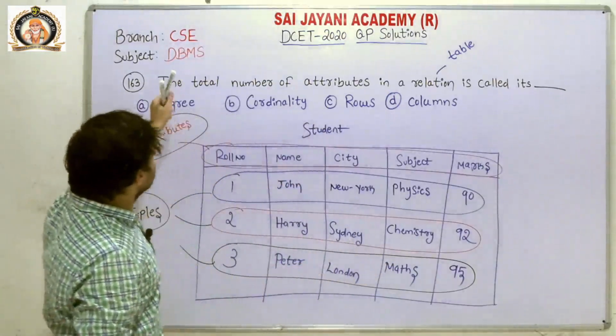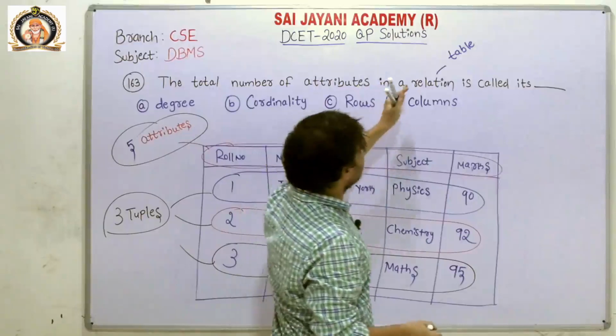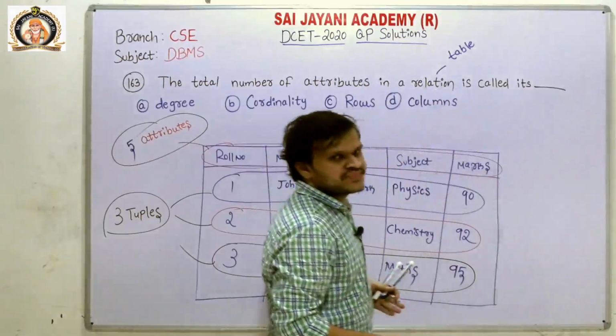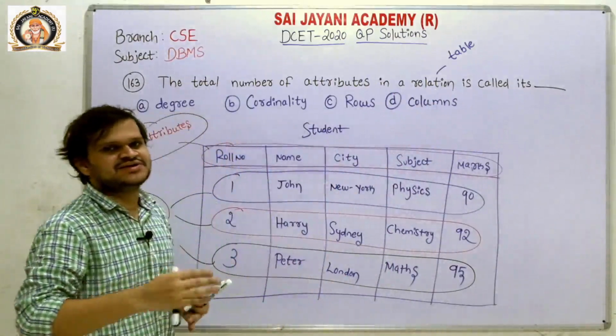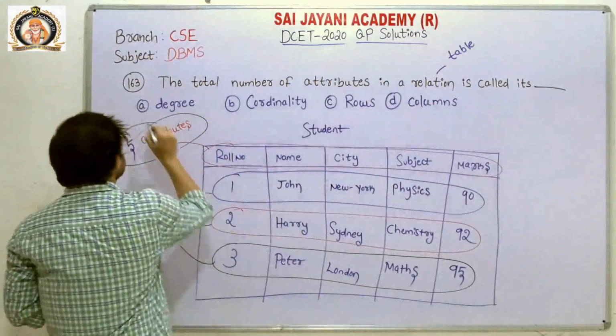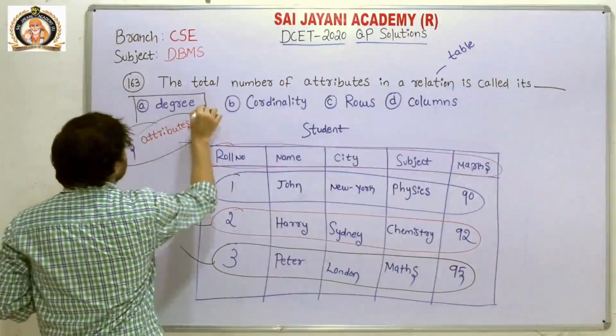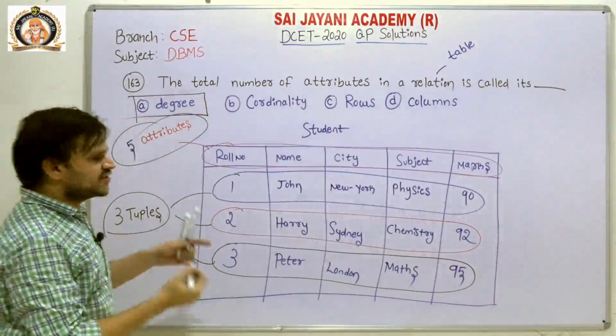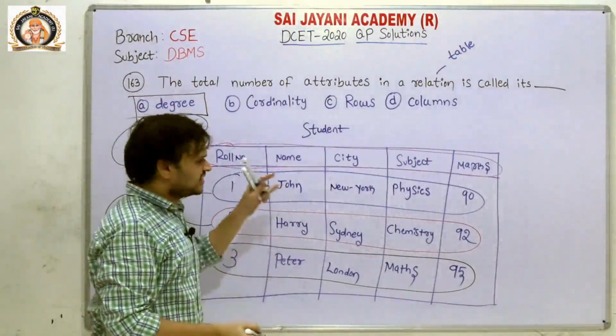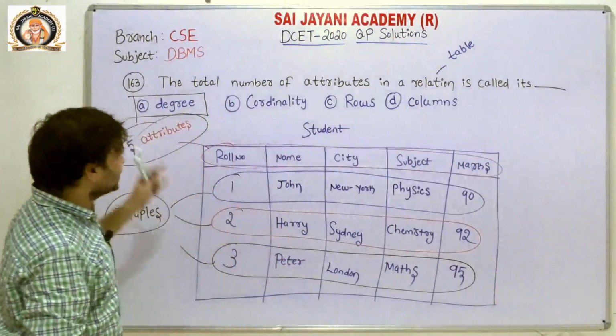And the total number of attributes in a relation is called its... The total number of attributes in a relation is called as degree. That is, option A is the right answer. The total number of attributes in a relation or in a table is called as degree.